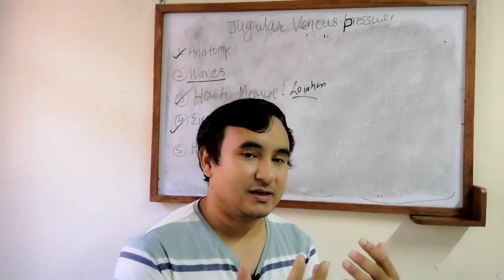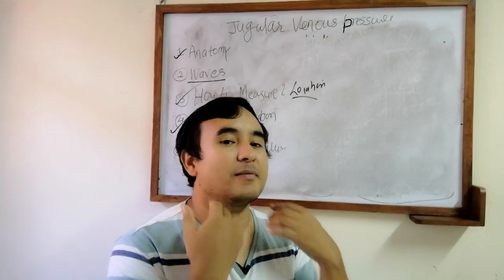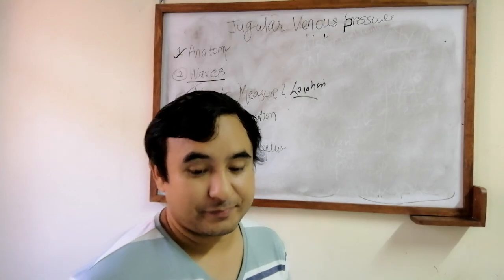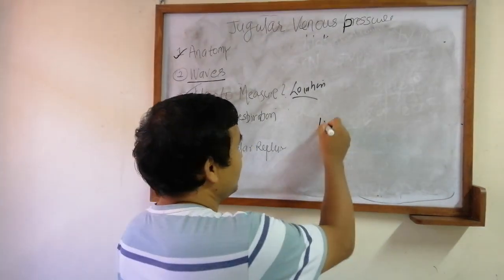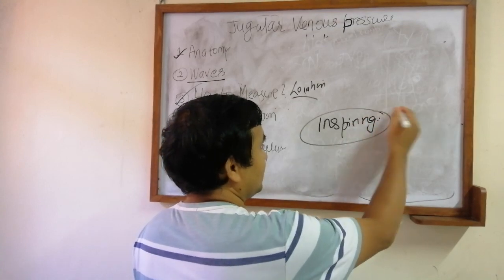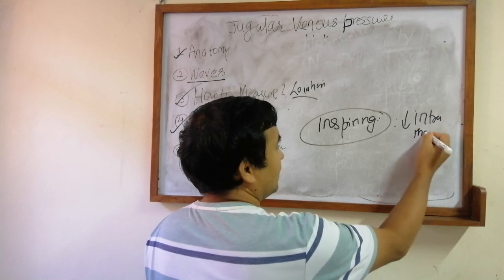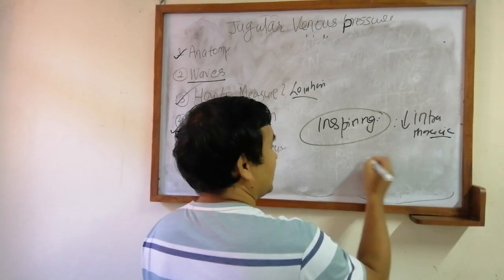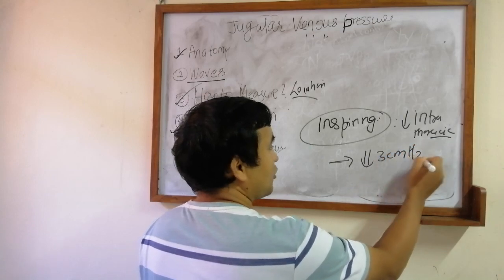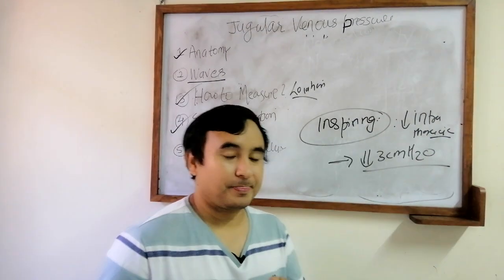So when you are inspiring, there will be a drop of the jugular venous pressure by at least 3 cm of water. When you are inspiring, it causes the drop in intrathoracic pressure, and it will cause the drop in JVP by 3 cm of water. This is the normal phenomenon. So this is the effect of respiration over JVP.